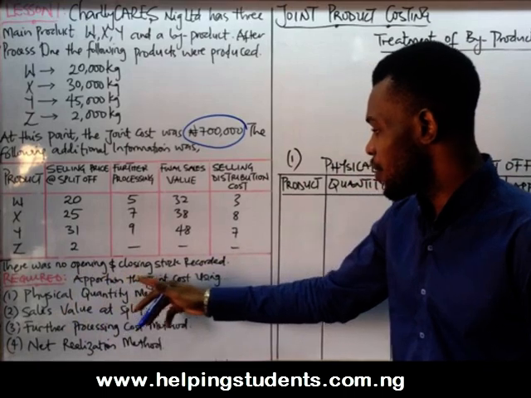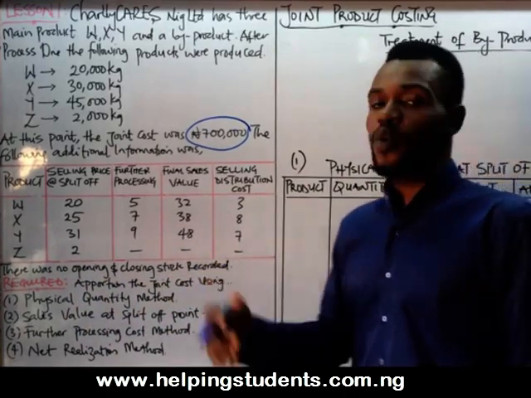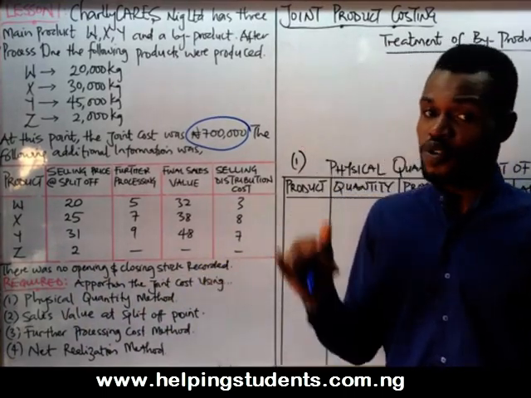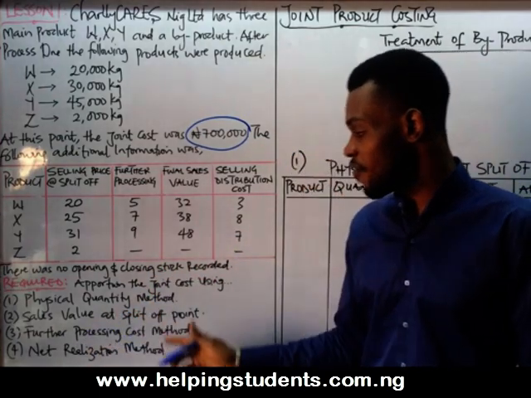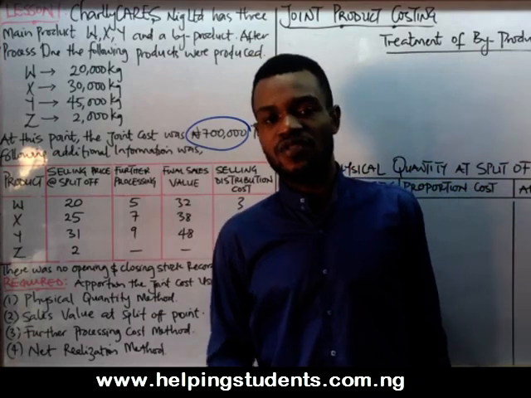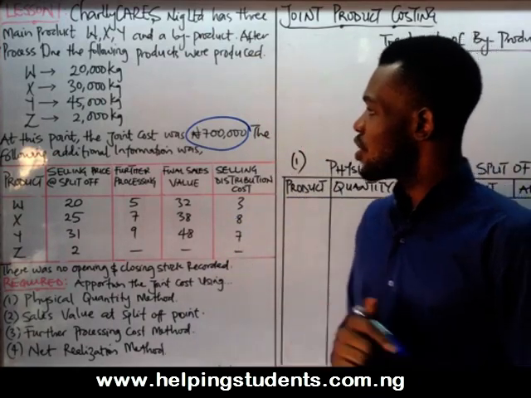Now there was no opening and closing stock recorded. So we have to apportion the joint cost using the four methods: the physical quantity method, the sales value at split off point, the further processing, and the net realization method. So let's solve this question.